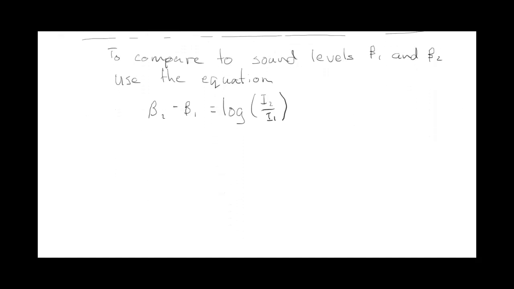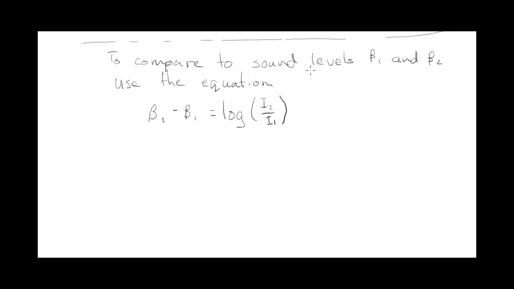Okay, so now we saw this with the Richter scale example. If you want to compare two sound levels, say beta 1 and beta 2, then you can just use this equation. You don't have to use that original equation with I naught. The difference between two sound levels will be equal to 10 times log. I need a 10 in here because it's different than the Richter scale one. So it would be 10 times the log of I2 over I1. Okay, so let's look at an example to see how we can use this equation.